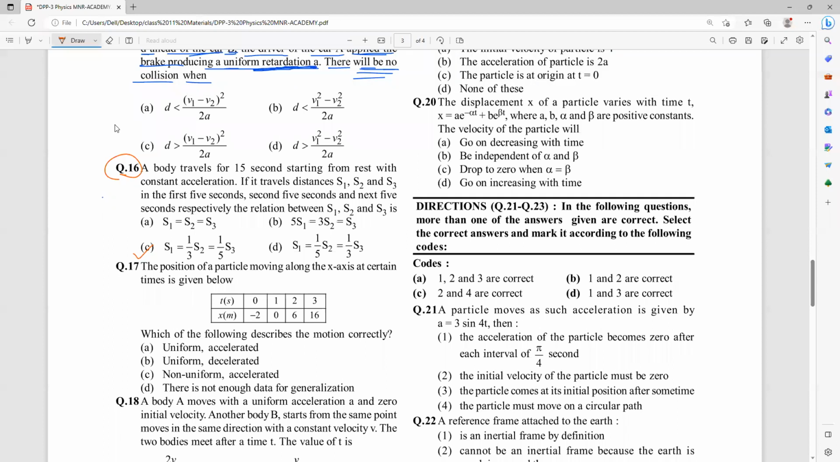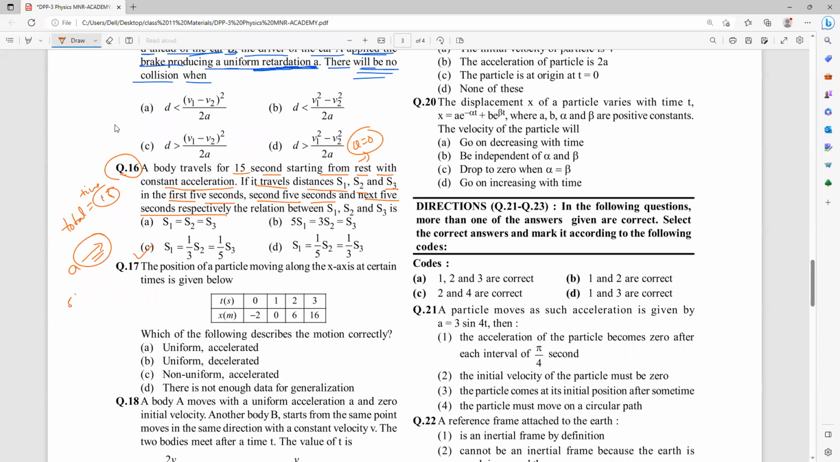A body travels for 15 seconds. Totally, what is the total time, everybody? Total time is equal to how much, guys? 15 seconds. Clear? Now, starting from rest means the initial velocity is zero. Constant acceleration means the acceleration remains the same. Understand it? If it travels distances S1, S2, and S3 in the first 5 seconds, second 5 seconds, and the next 5 seconds. Okay, everybody.